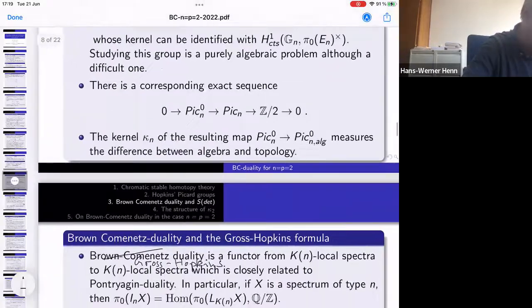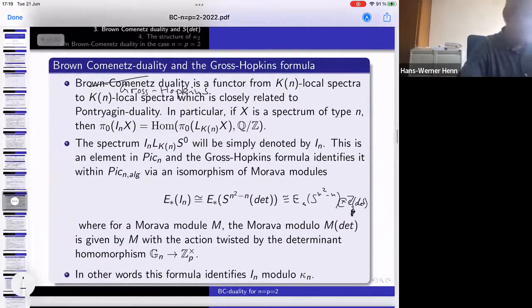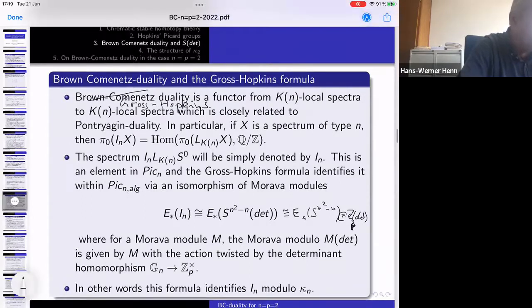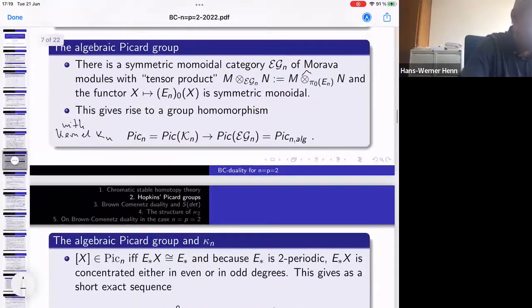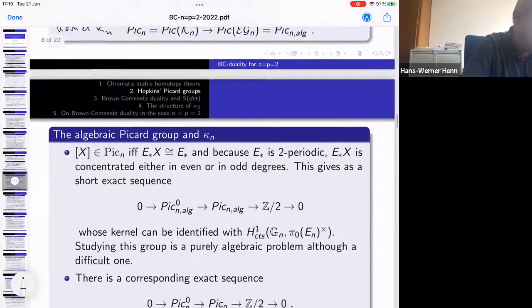And I can actually skip this. Okay, so one could say that the Gross-Hopkins formula determines I_n modulo this subgroup κ_n, which is the kernel of the homomorphism from the Picard group to the algebraic Picard group. The homomorphism, of course, is given by sending X to E_n^0 of X, as indicated on this previous slide.